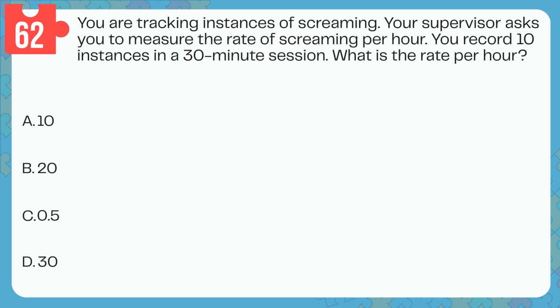Question 62. You are tracking instances of screaming. Your supervisor asks you to measure the rate of screaming per hour. You record 10 instances in a 30-minute session. What is the rate per hour? A. 10. B. 20. C. 0.5. D. 30.